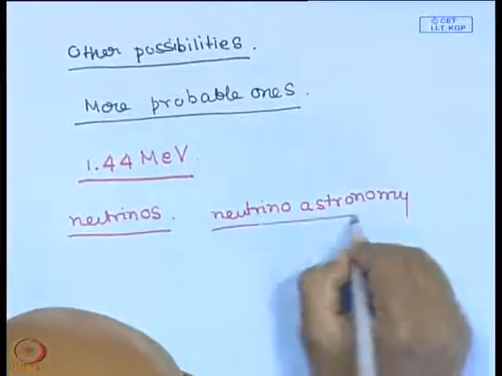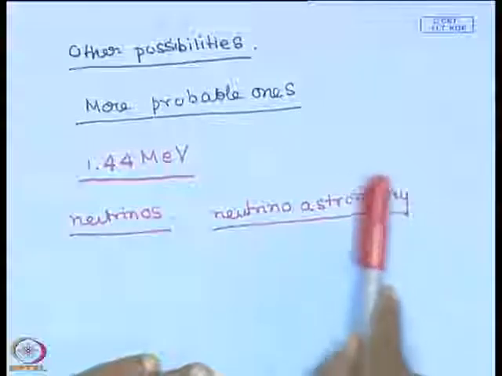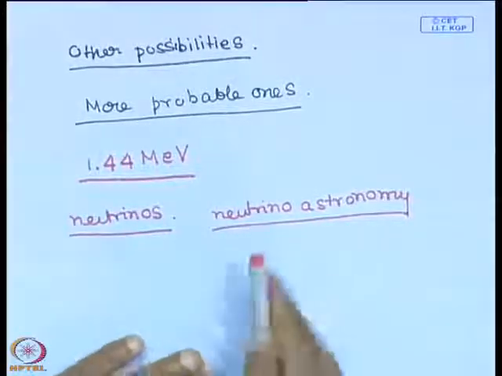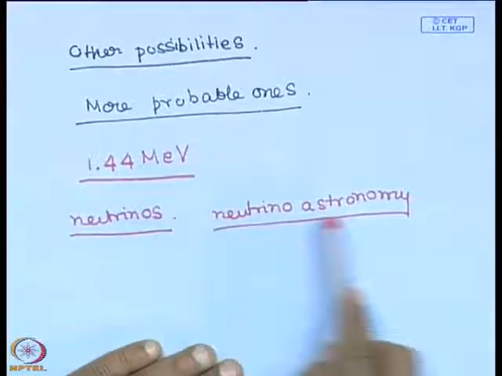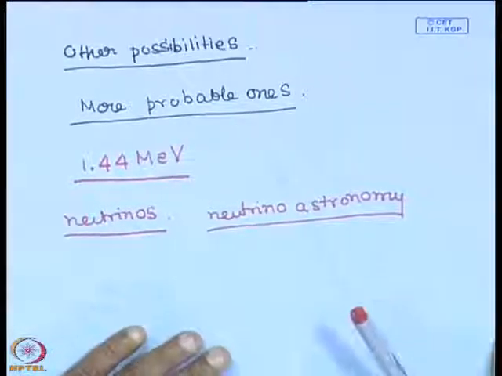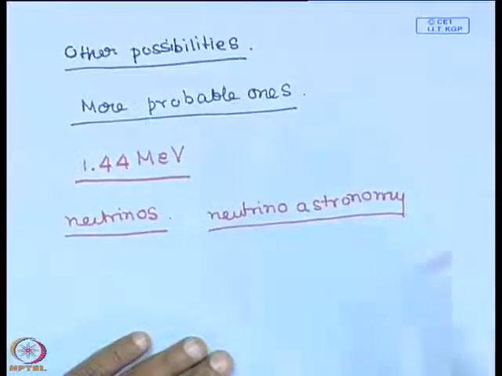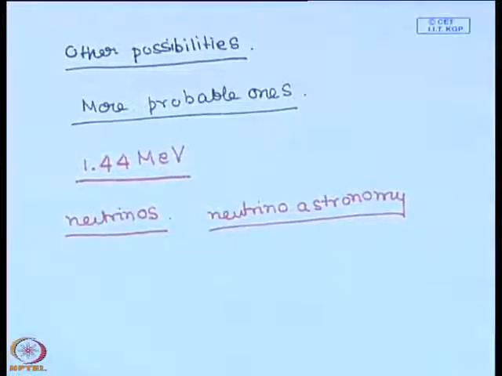So, the astronomy that we have been discussing till now is all based on the study of electromagnetic radiation from sources. But one could also study neutrinos. This has been possible only in the recent past, where you study neutrinos coming from distant astronomical sources, and the sun is the nearest and strongest source of neutrinos. So, much of neutrino astronomy is studying solar neutrinos.